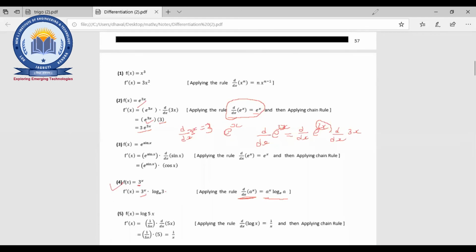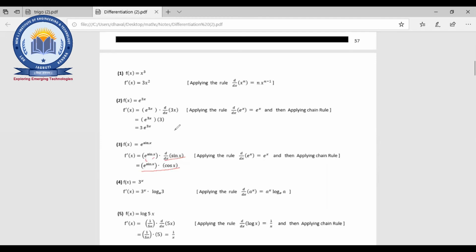Now the third one is e raised to sine x. Again it is something like e raised to x, same as the previous one, right? So what we are going to do? e raised to sine x as it is, and d by dx of the function sine x. We know the derivative of sine x is cos x. So the answer will be this.